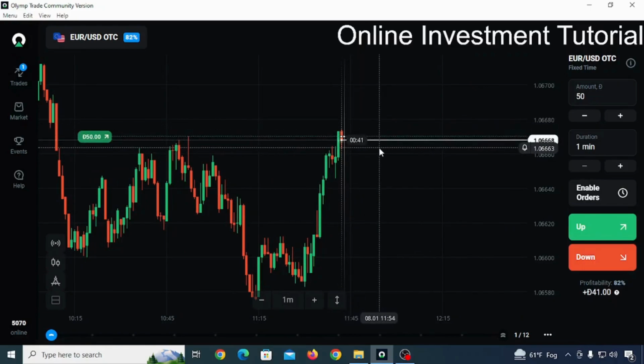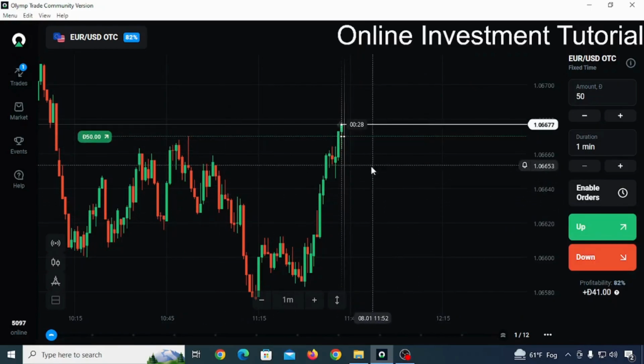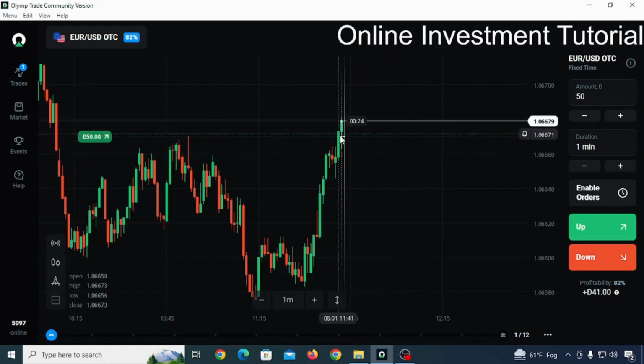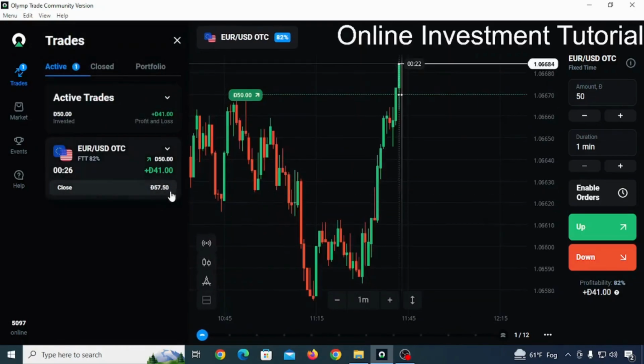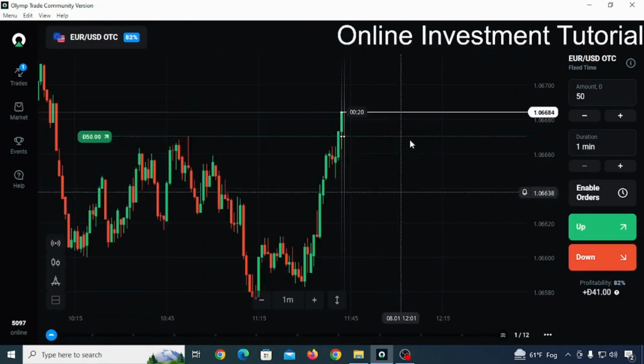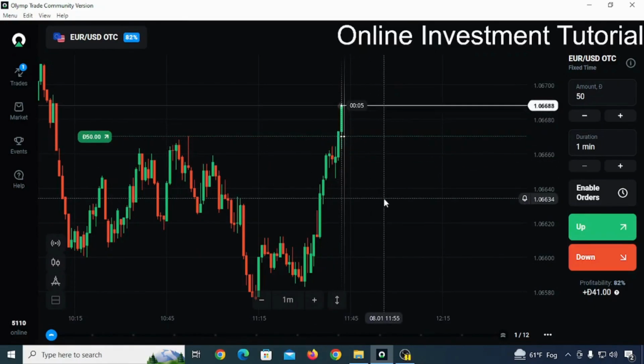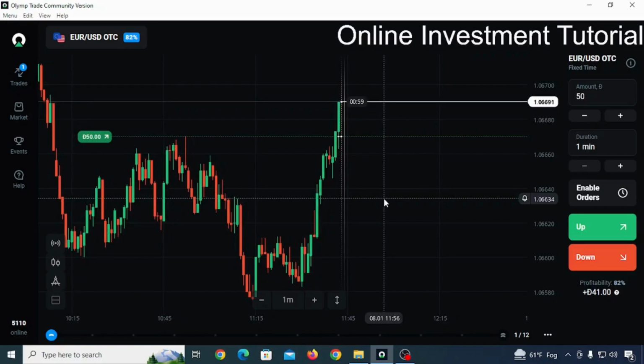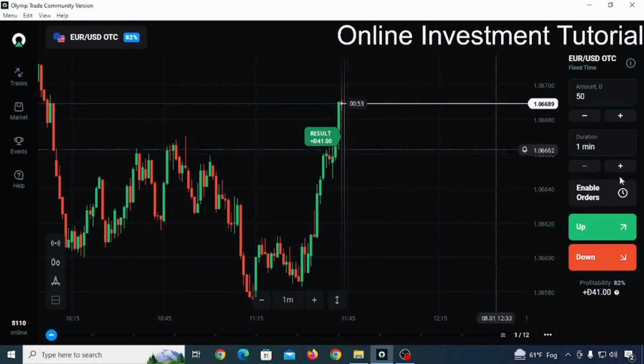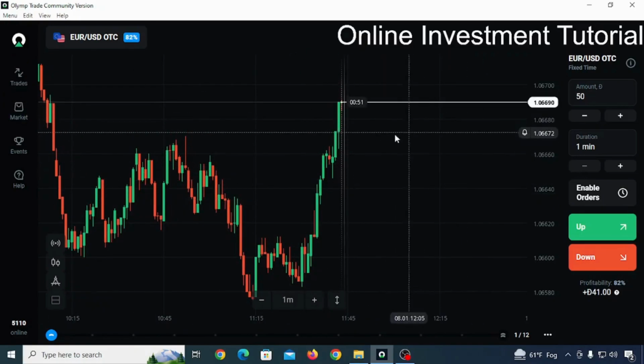Let's see what happens in this trade. So as you can see, it is beautifully moving up. Okay, so we still have some time remaining. Let's say 26 seconds left. So most probably we are going to be right in this trade, but let's wait some seconds. 5, 4, 3, 2, 1. So we have made a profit, as you can see here, in this trade.